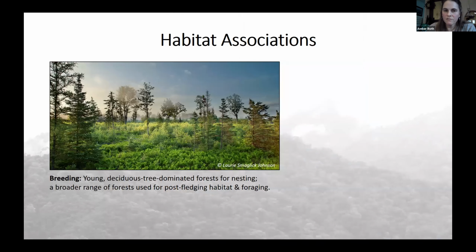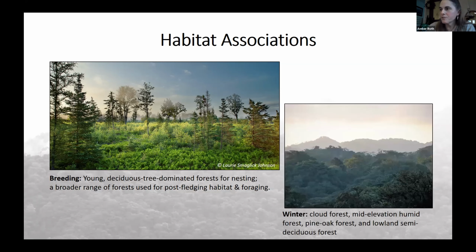I'm going to really gloss over habitat associations. We know a lot about habitat. Generally speaking, golden-winged warblers nest in young deciduous tree-dominated forests. We know that for foraging and their post-fledging habitat is a little broader, including some other forest types and a little bit older forests. On the wintering grounds, they use pretty humid mid-elevation forest and cloud forest, as well as semi-dry forests like pine oak forest and lowland semi-deciduous forests.